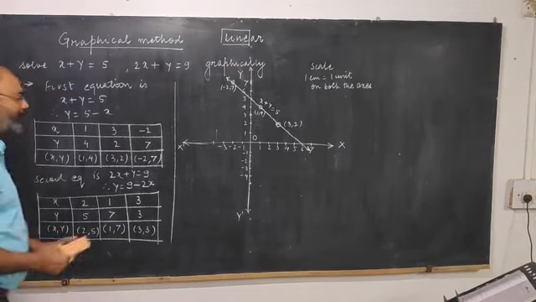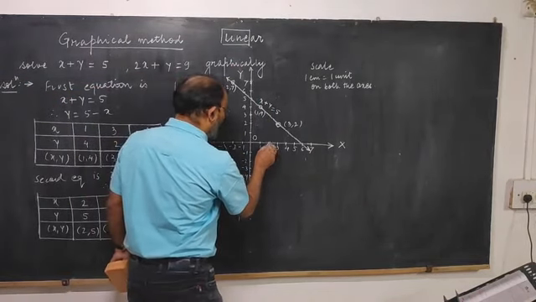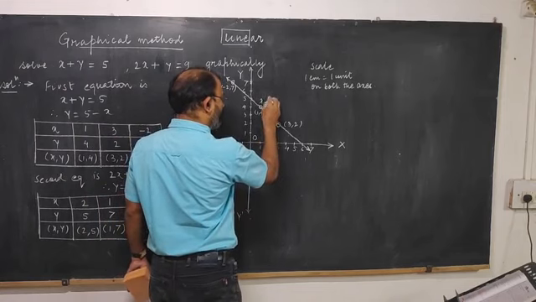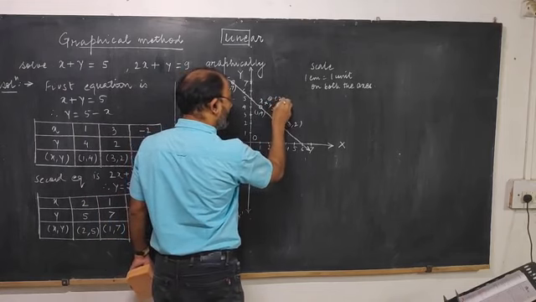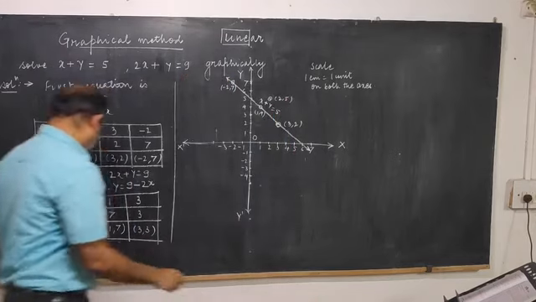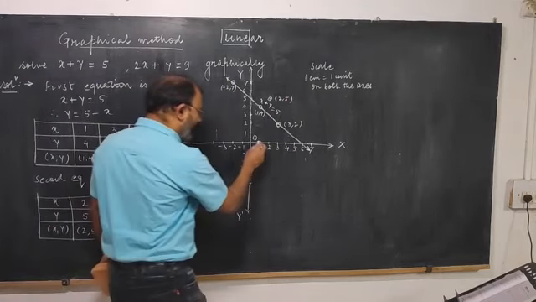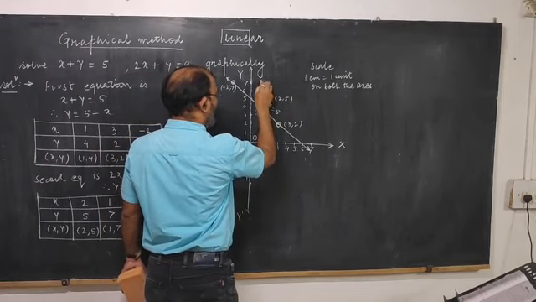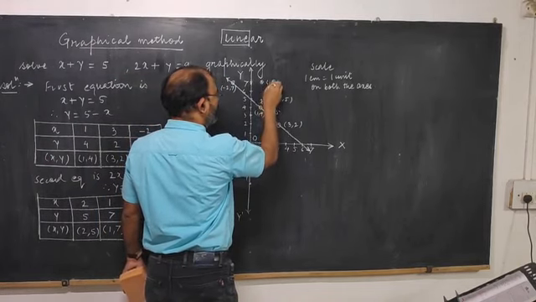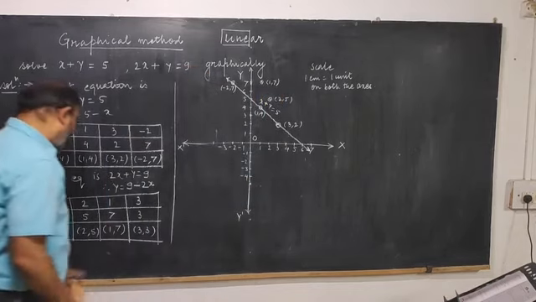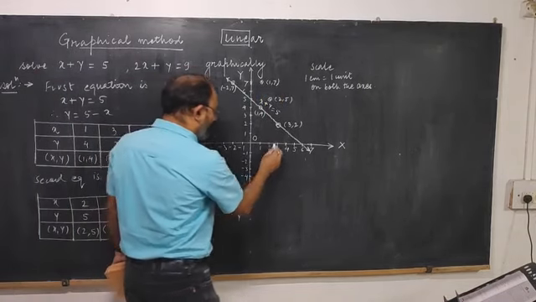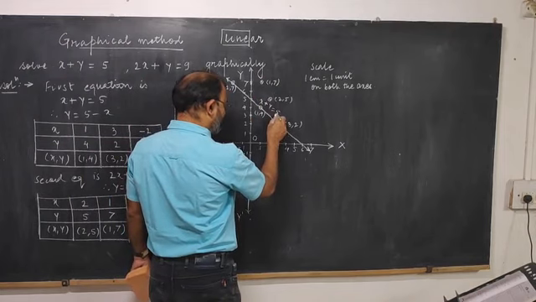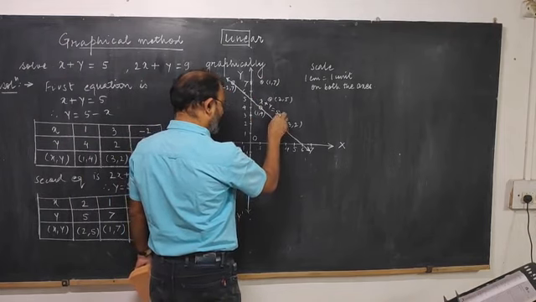Similarly now for this one, (2, 5). X is equal to 2, y is equal to 5. So 2 here and 5 here. This is the point. Locate the point, write the coordinates: (2, 5). Second, (1, 7): x coordinate 1, y coordinate 7. Here, this is the point. Locate the point, write the coordinates: (1, 7). Third point is (3, 3): x coordinate 3, y coordinate 3. Somewhere here you will get the point. This is the point (3, 3).